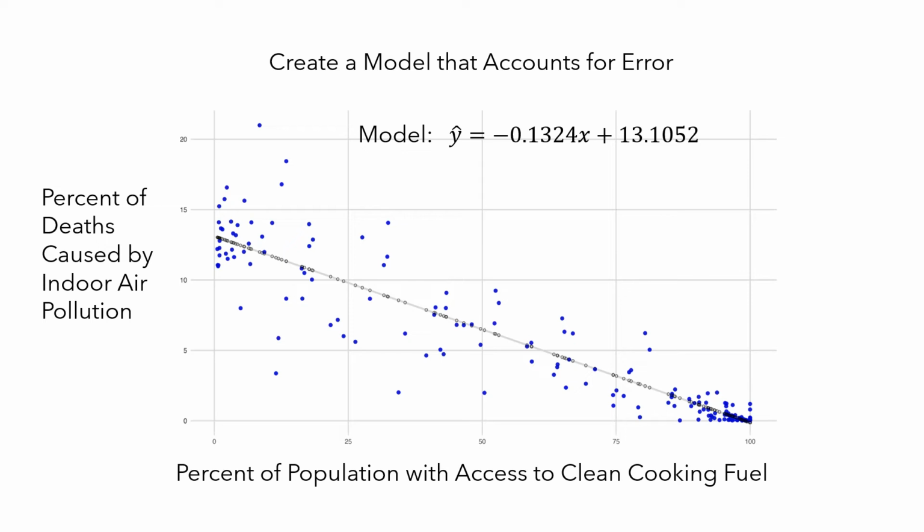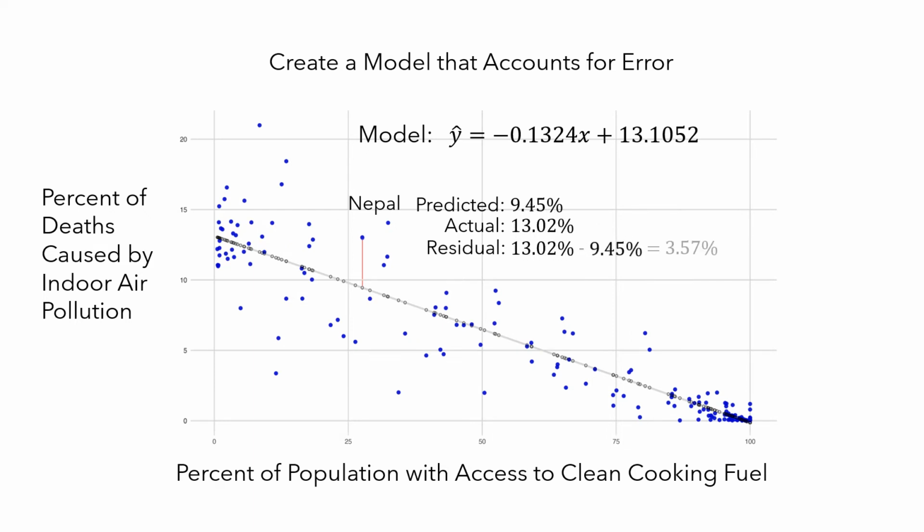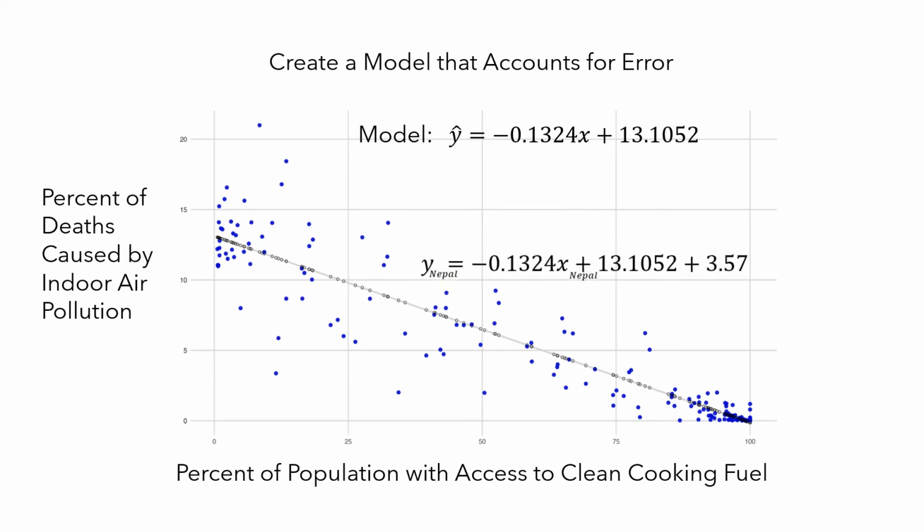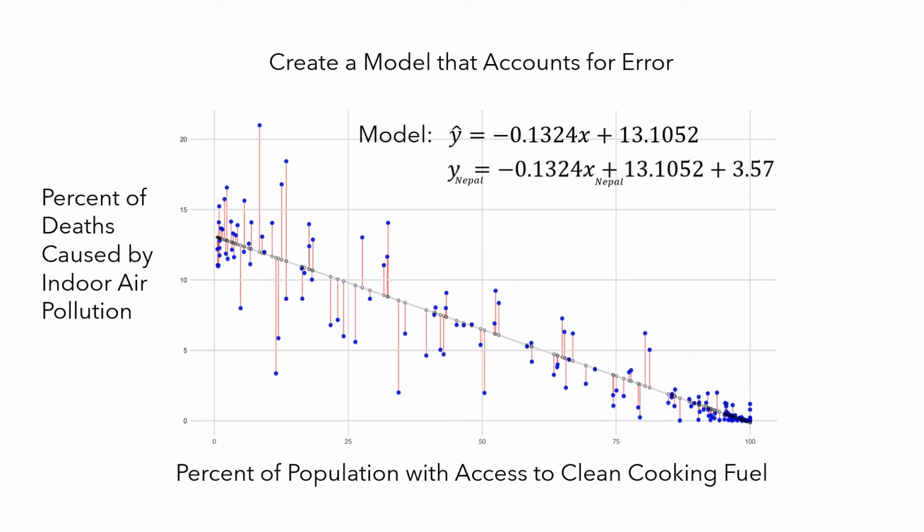For example, if we look at the data for, say, Nepal, the length of this red line shows the size of the error in our prediction. That is, our model predicted that the percent of deaths caused by indoor air pollution in Nepal would be 9.45%, but it was actually 13.02%. The difference between the actual and predicted values is called the residual, and in this case it's equal to 3.57%. We can incorporate this residual into our model, so we can compute the actual value for Nepal using our prediction model plus the residual. And now we should also consider the residuals for all of the other countries.